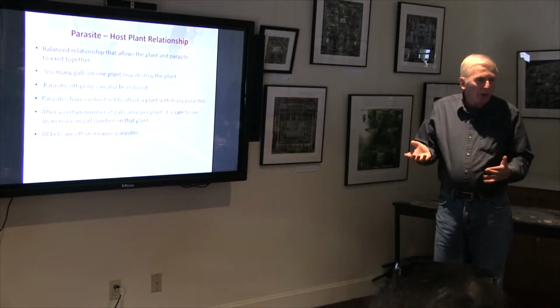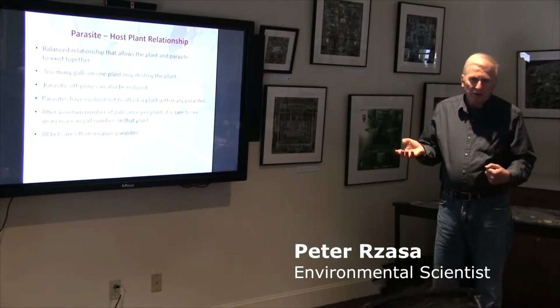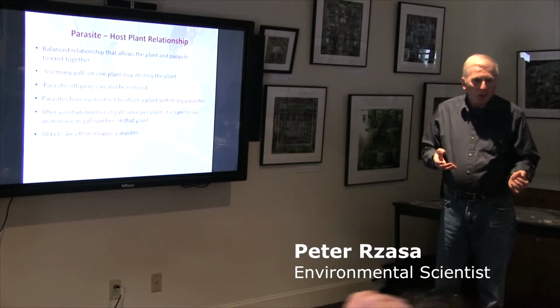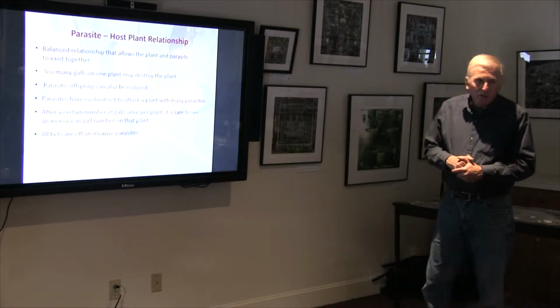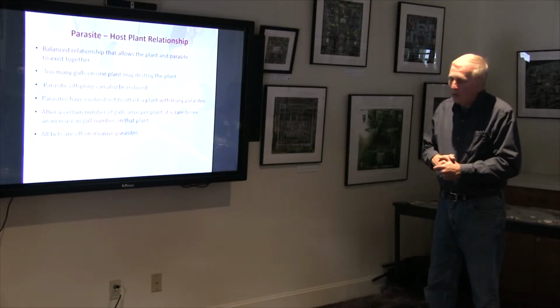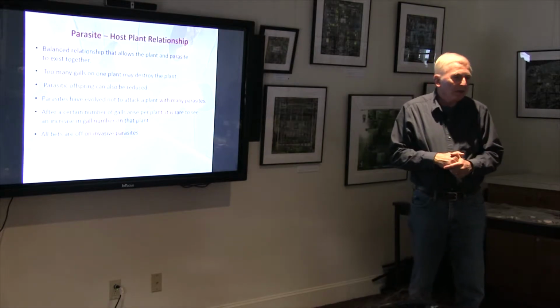There's a balance between the parasite and the host. If the parasite heavily infests the host, the host dies. And if the host is too strong, the parasite dies. So they reach a balance. Too many galls on one plant will destroy the plant, so parasites have evolved so that they don't completely attack a tree.